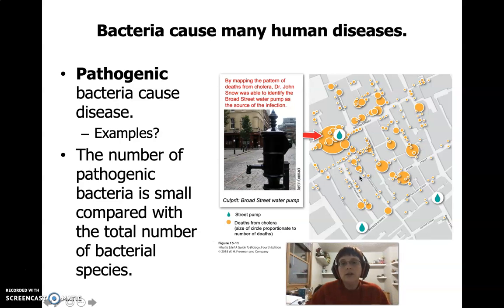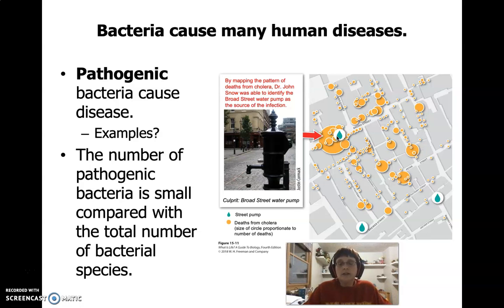So real quick, what the diagram over here is showing you, you can see Dr. John Snow. He was one of the first guys to actually figure out pathogens and how they were being transferred. What he mapped out was the incidence, so the bigger the circle, the more deaths there were from cholera. And what he was able to do is build this map and figure out that most of the deaths were very close to this water pump right here. And that showed that this water pump was the source of the cholera infection.